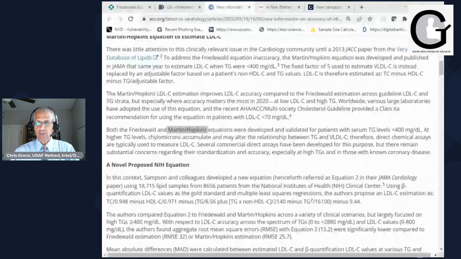It was based on the triglyceride level, and that's where that triglyceride adjustable factor has to come into play. So it was a Martin Hopkins, and it was an adjustable factor. So that's where the Sampson formula seems to be better, based on my fantastic Excel skills. So that's basically what's going on there.